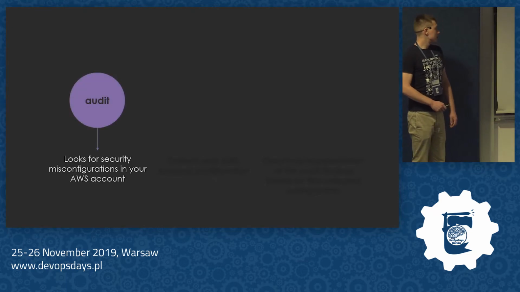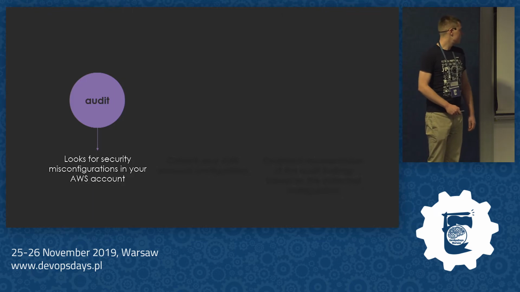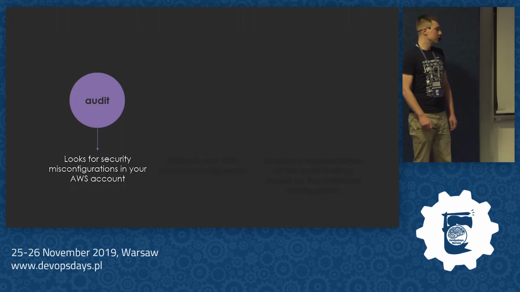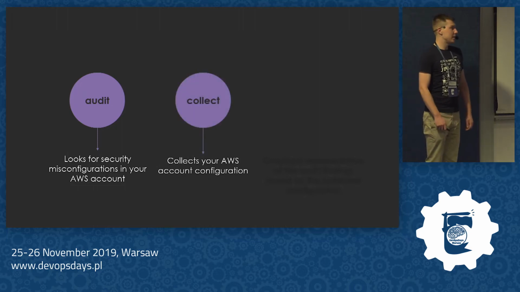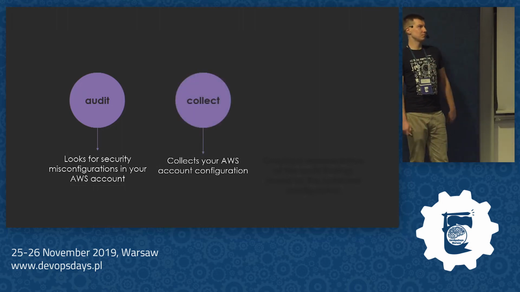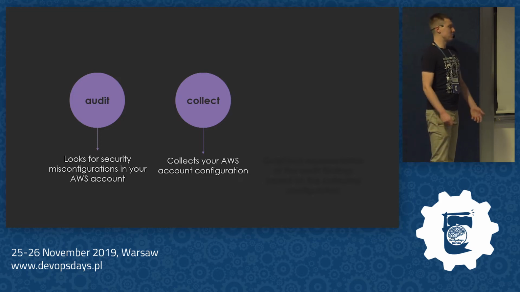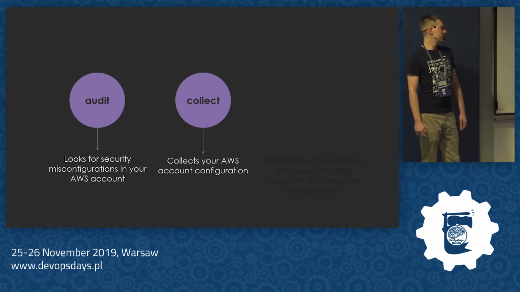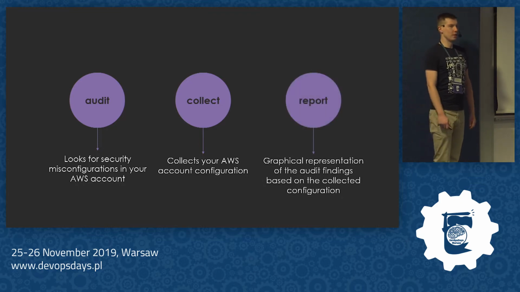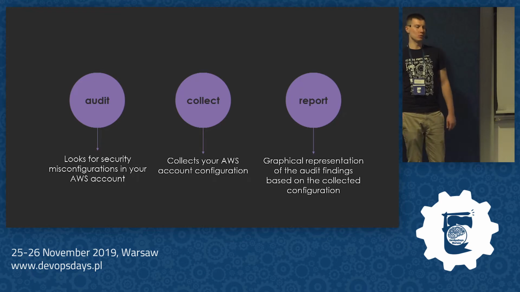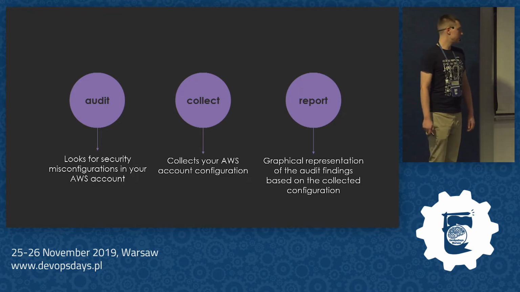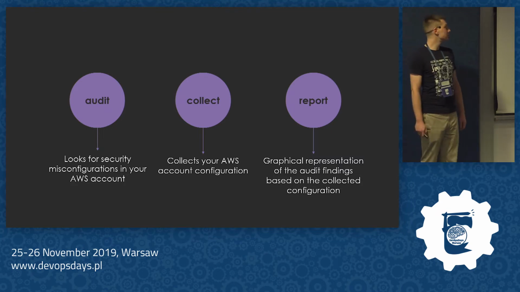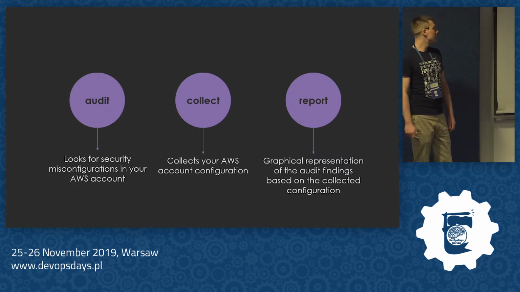And these three commands that I've mentioned earlier allow you, first, with audit, to look for potential security misconfigurations. The collect command is a command that runs in the background and collects all the information from your AWS account configuration, and then it is used by the report command that generates for you a more human-readable version of the report, so you can read it and get some findings from it.